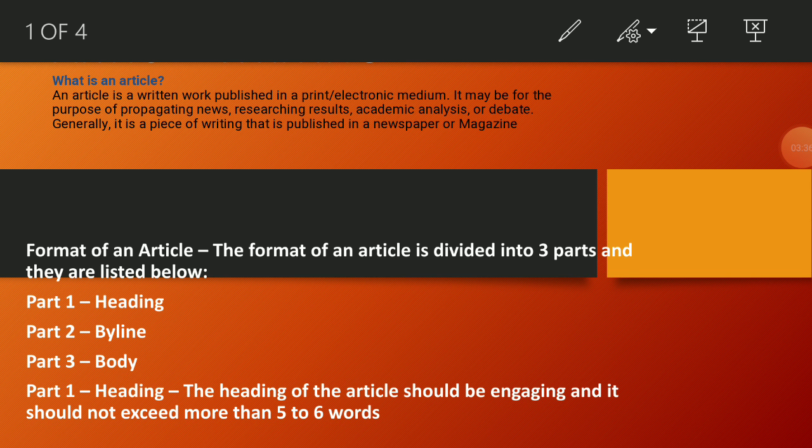Okay, then you have the body, which is the most important part, and you know that these are not just based on points. When you are writing an ISC level creative writing or writing skill, the way in which you deal with the topic, your linguistic ability, is being judged. Okay, so first, what is there in your heading? The heading of the article should be engaging. As I said, it has to be an attractive one and should not exceed 5 to 6 words. So you are not supposed to write a whole grammatically correct sentence with verbs and all. It has to be a few words which will directly be related to the article which you are going to write.